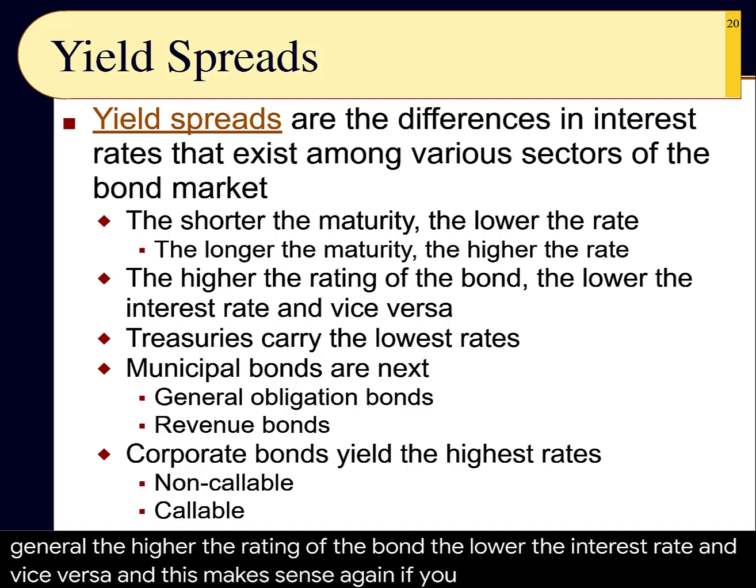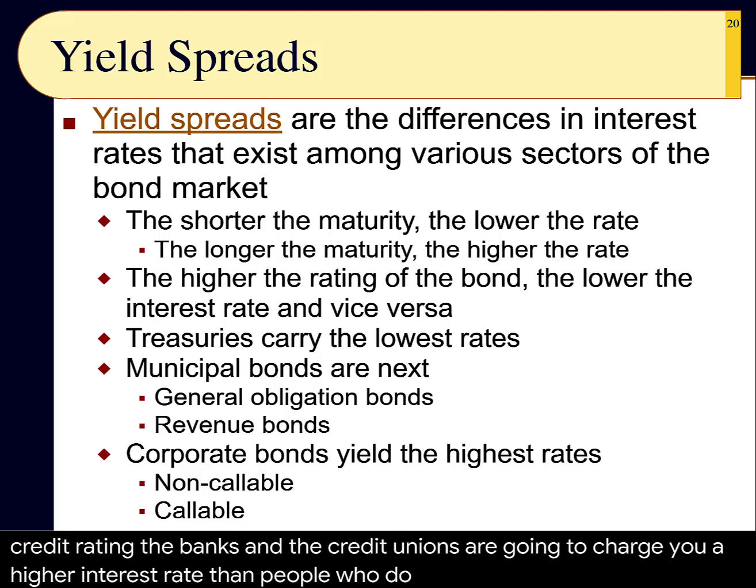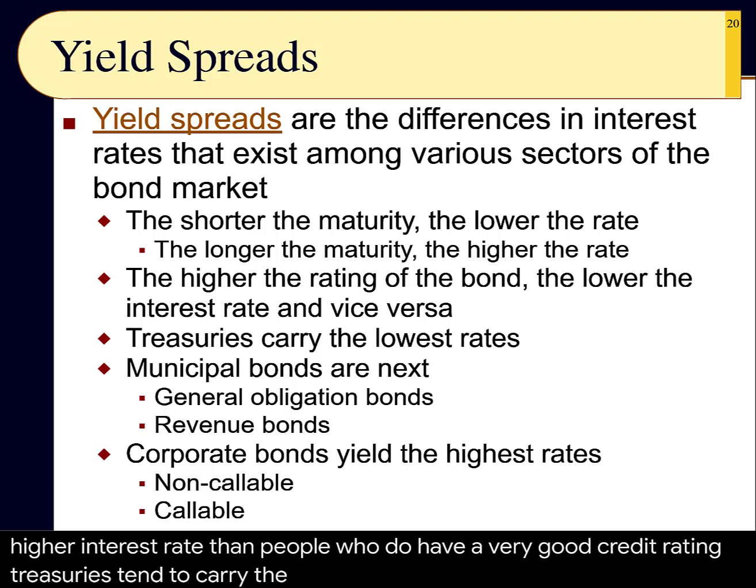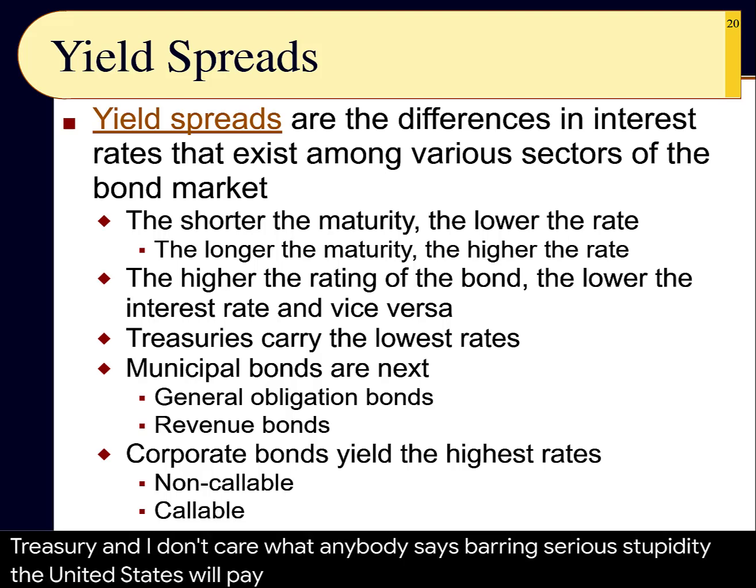If you don't have a very good credit rating, the banks and the credit unions are going to charge you a higher interest rate than people who do have a very good credit rating. Treasuries tend to carry the lowest rates because it's the United States Treasury. And I don't care what anybody says, barring serious stupidity, the United States will pay its debts.